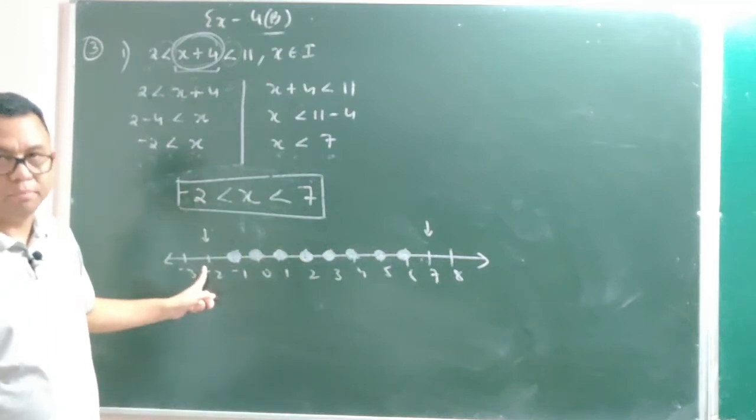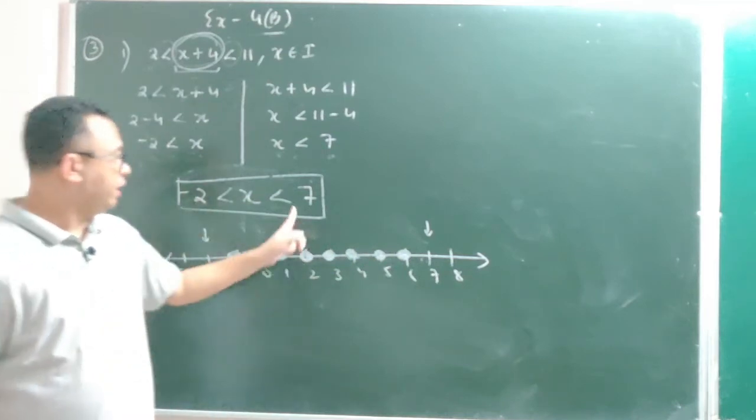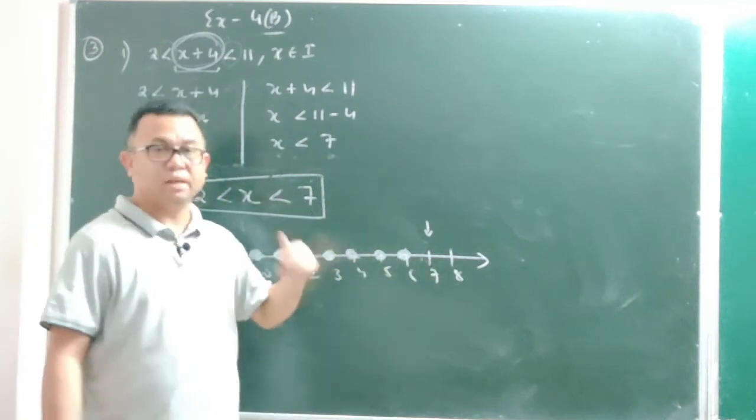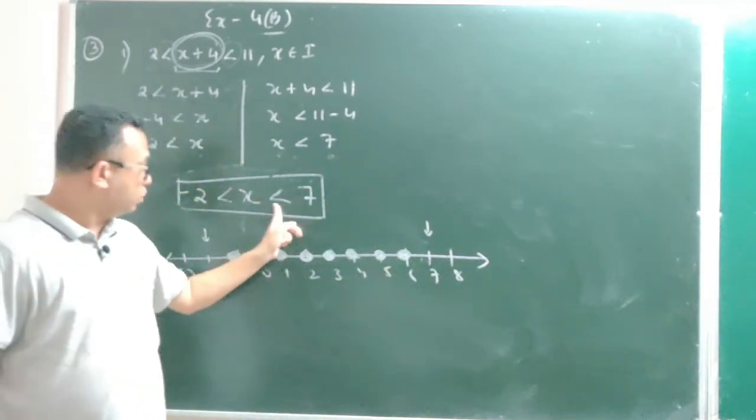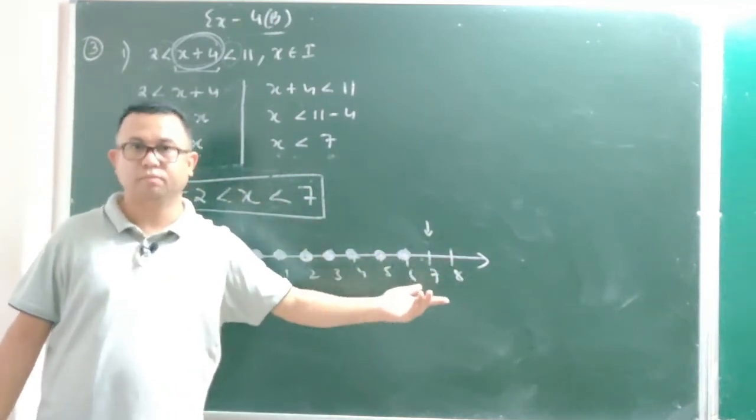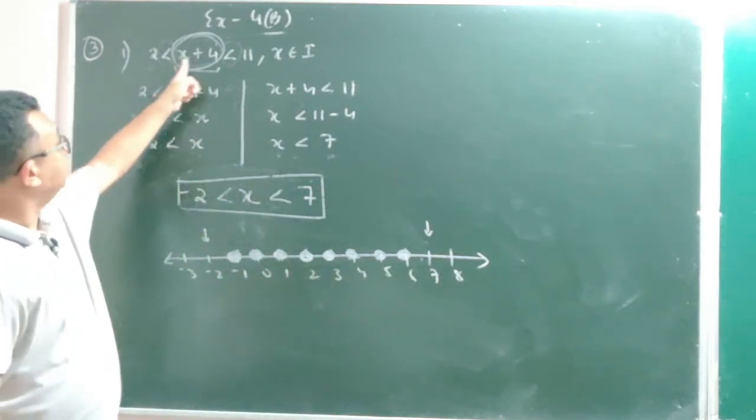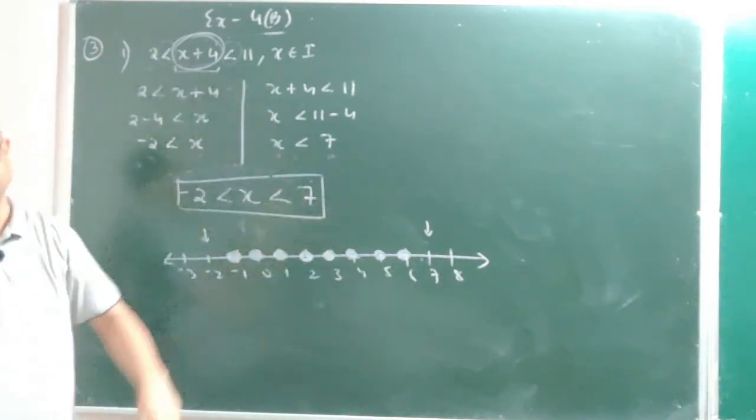Now why did I not shade minus 2? Because equal to was not there. Why did I not shade 7? Because with 7 also equal to was not there. If there was an equal to sign here, then I would have to shade 7 also. This is how you solve questions with double inequation.